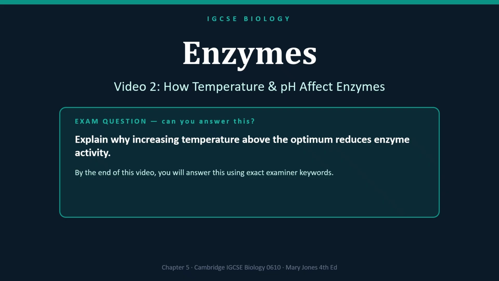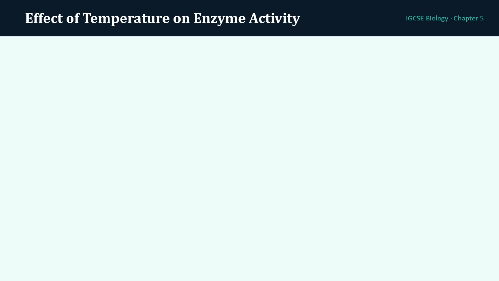Here is your exam question for this video. Read it carefully. Explain why increasing temperature above the optimum reduces enzyme activity. By the end of this video, you will answer this perfectly. Let's go. Let's start with temperature.